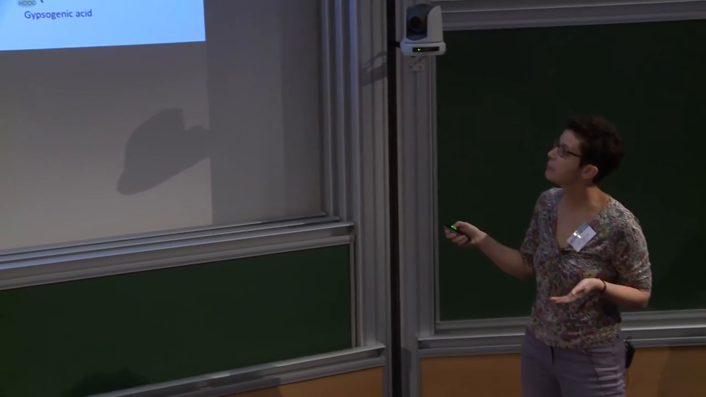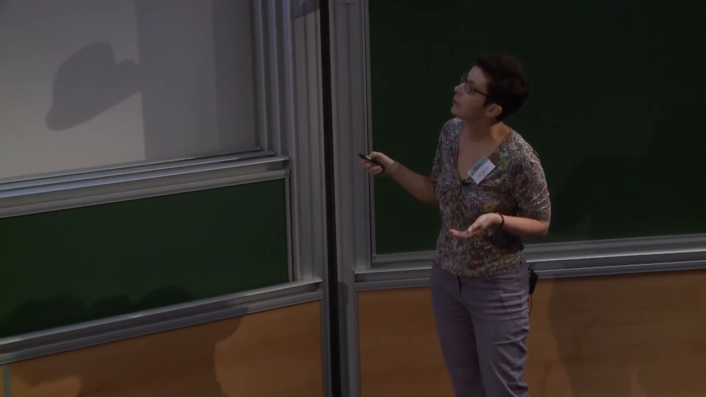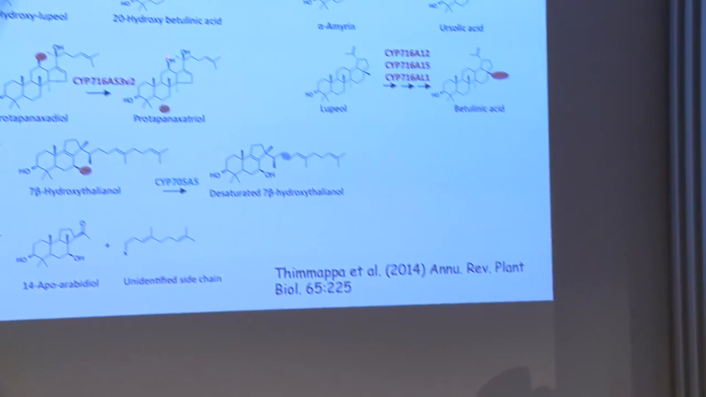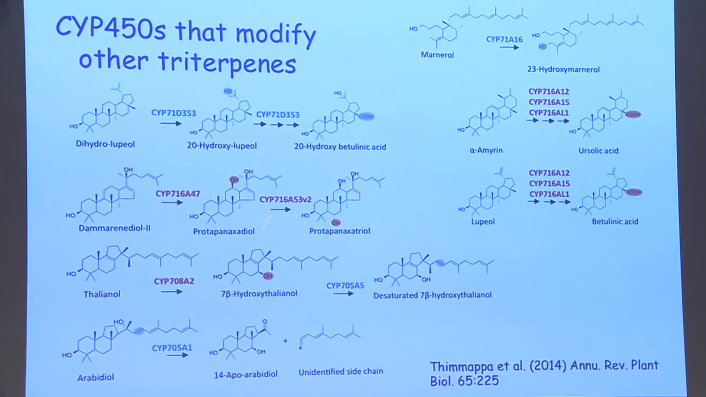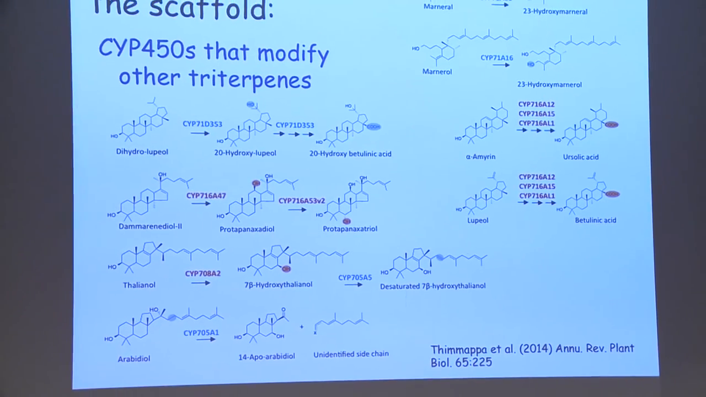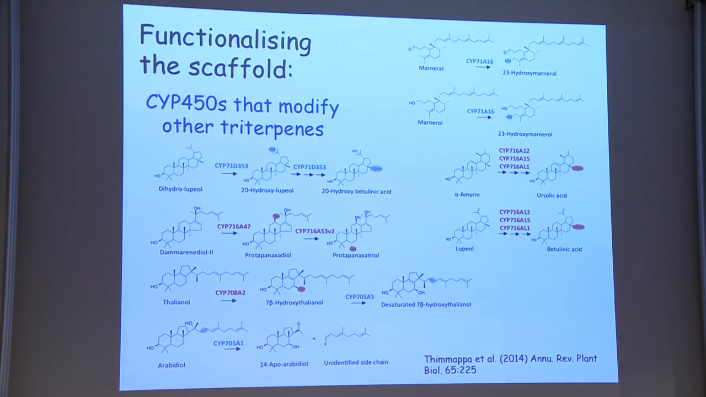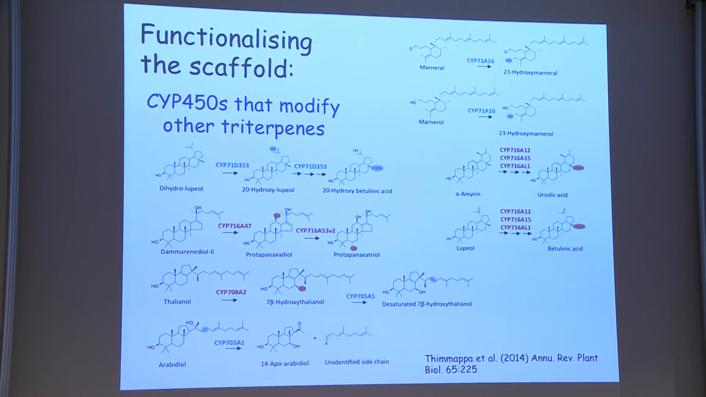So these are beta-amyrin modifying P450s. There are also P450s available now that make other scaffolds, which we and others have characterized. And you can see that we're building up a very powerful set of resources here for the modification of scaffolds, which can then be further modified enzymatically, or of course they could be modified using chemistry.